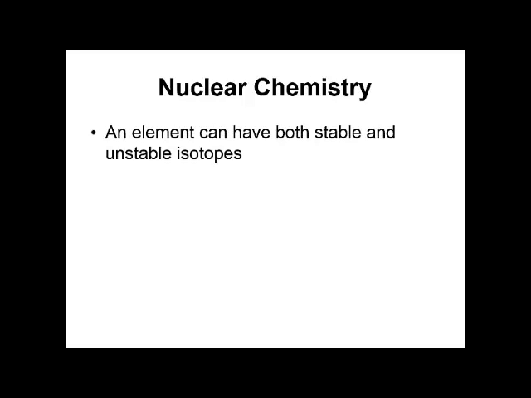Nuclear chemistry refers to stable versus unstable isotopes. So one thing to keep in mind is one single element can have both stable and unstable isotopes. It is possible that one isotope of the element is completely stable and not radioactive or nuclear, whereas another isotope of that same element with the same number of protons might be unstable and cause nuclear decay.